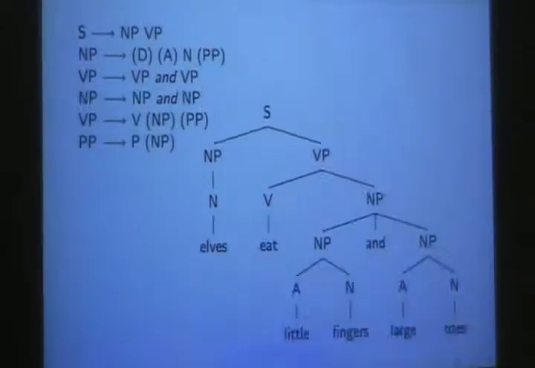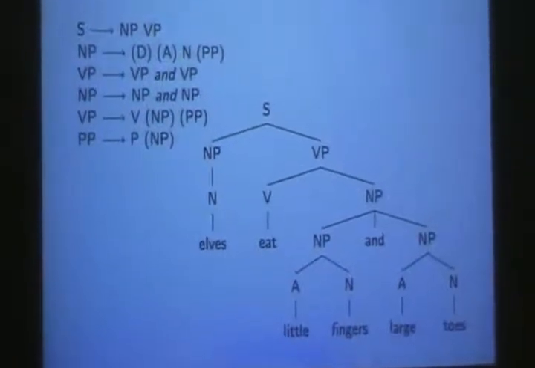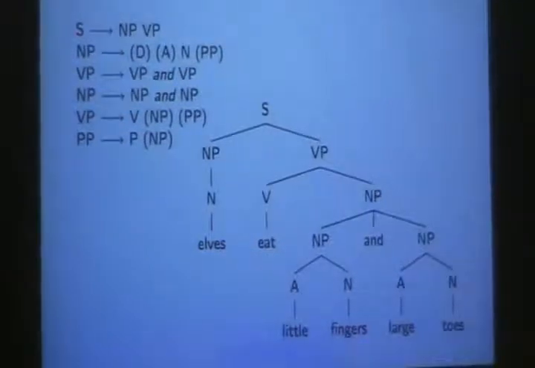Something very similar happens to noun phrases. It's possible for some noun phrases to look like two other noun phrases with the word and between them. And that's the case in this example, elves eat little fingers and large toes. These are each noun phrases. They have nouns in them preceded by adjectives. That's one of the things this rule says make a noun phrase.